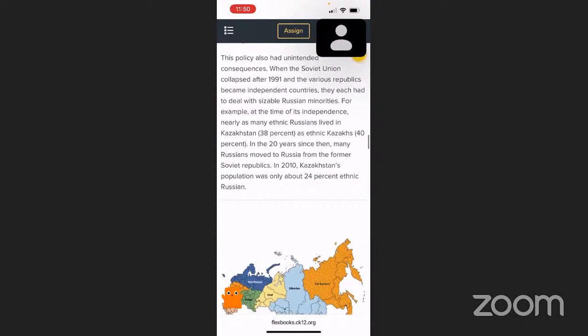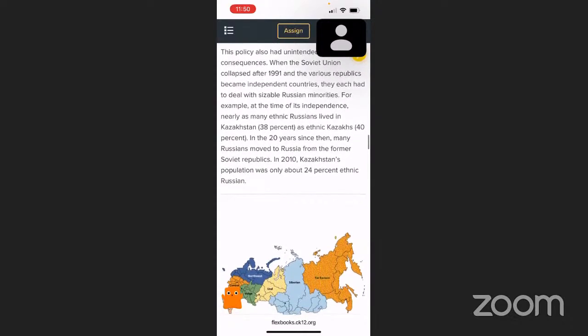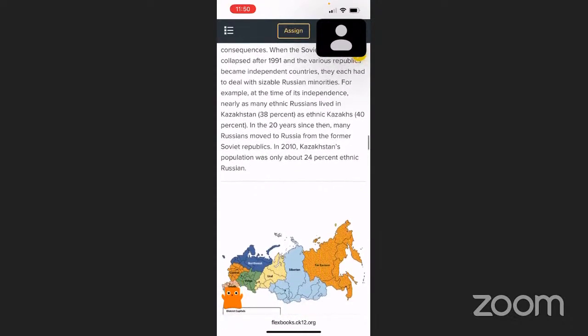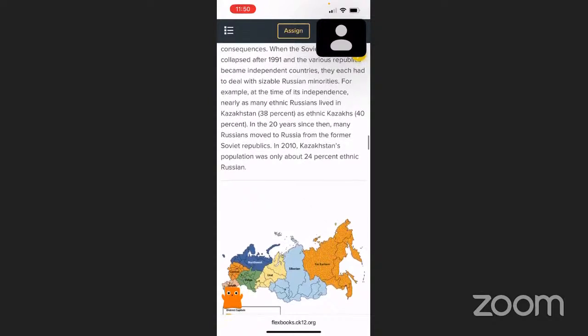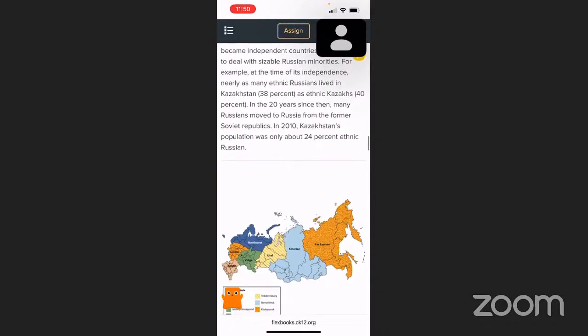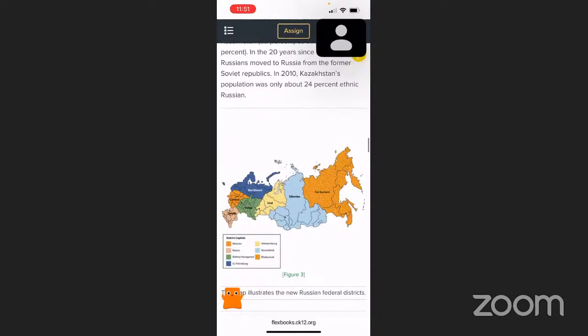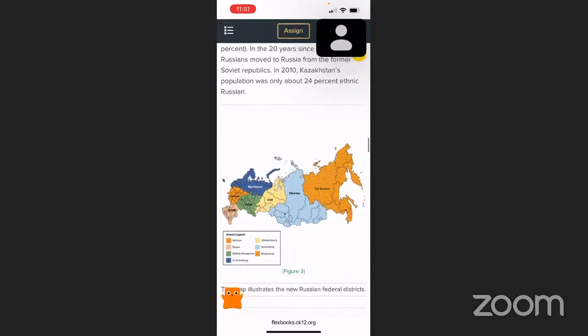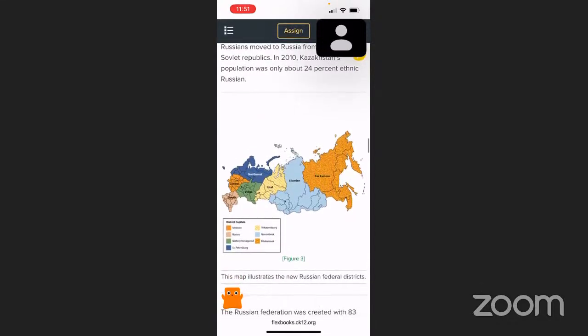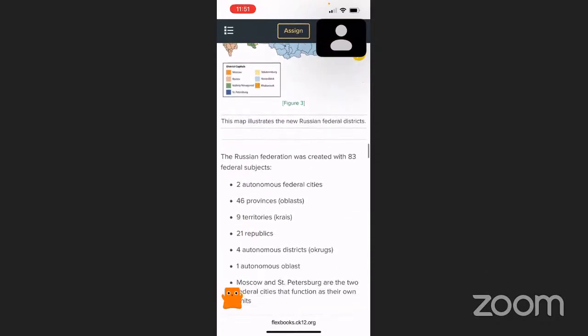When the Soviet Union collapsed after 1991 and the various republics became independent countries, each had to deal with sizable Russian minorities. For example, at the time of independence, nearly as many ethnic Russians lived in Kazakhstan, 38%, as ethnic Kazakhs, 40%. In the 20 years since then, many Russians moved to Russia from the former Soviet republics. In 2010, Kazakhstan's population was only about 24% ethnic Russian.